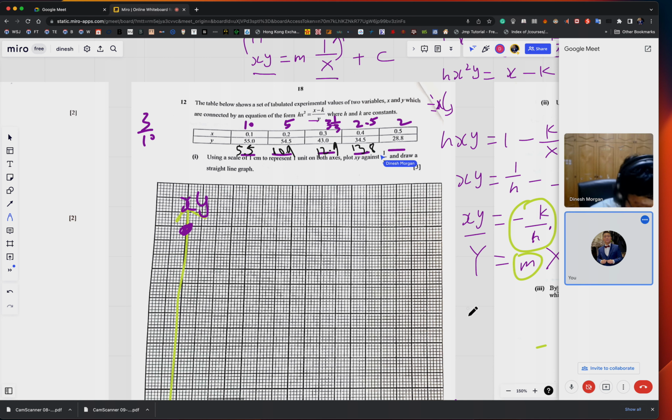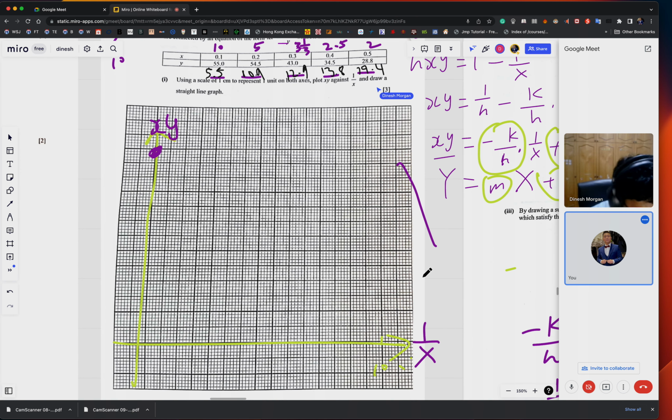Okay, good. So I need to estimate it. Very good, so 10 is 5.5. Then I should be looking at this. 10 is 5.5, 5 is, so 2 is 14, right? Okay, so let's assume this is 1, this is 2, 3, 4. Okay, 2 is 14.